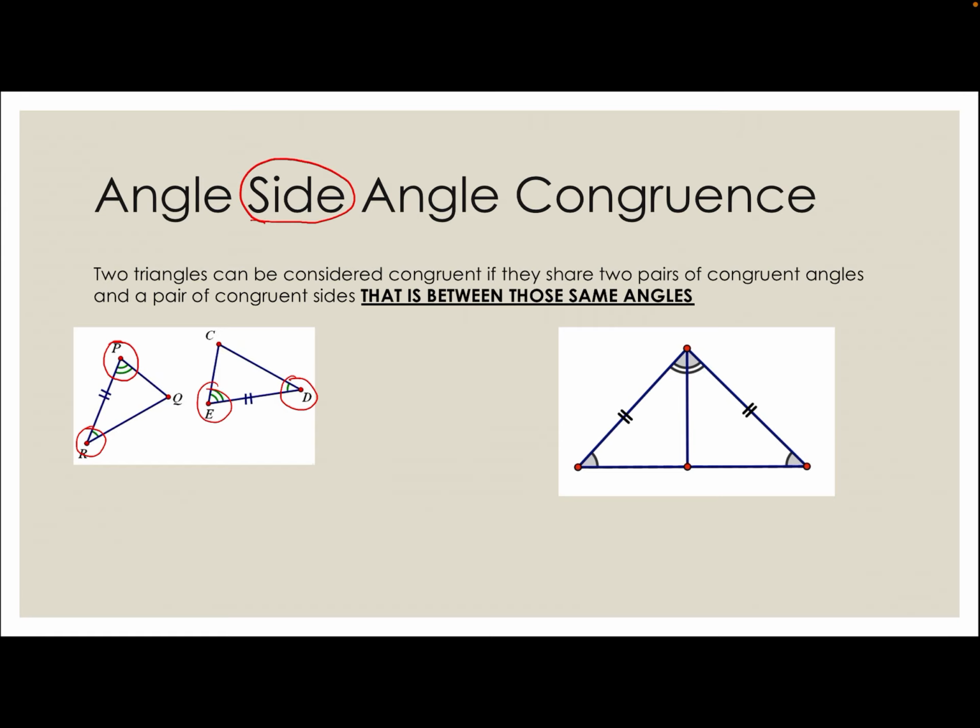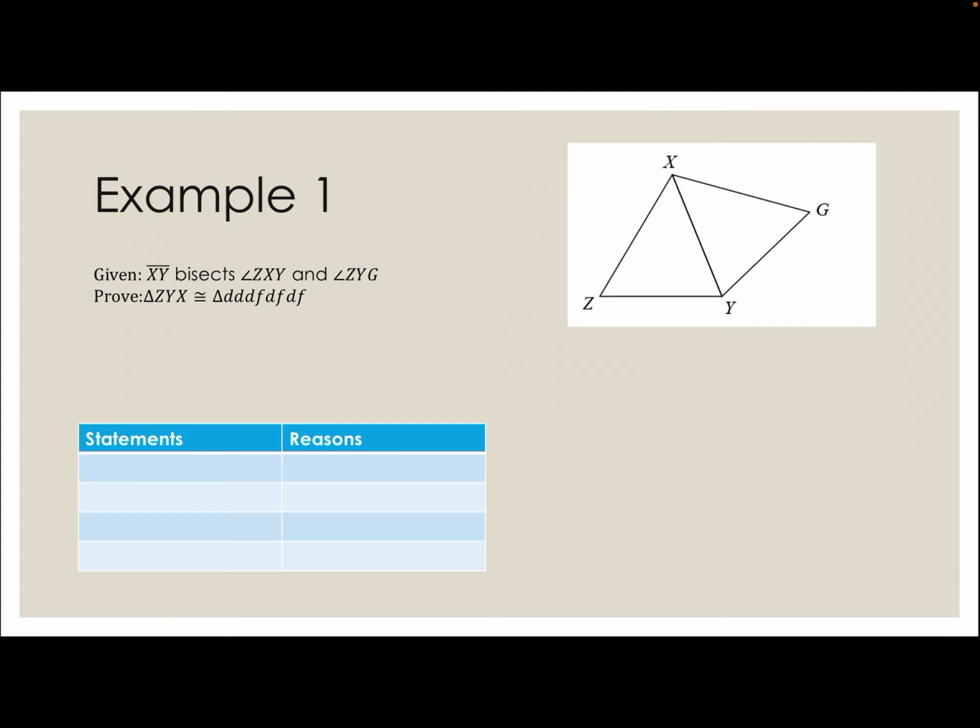And so whenever we write our proofs and we label our diagram, at the end we should see we have two angles marked congruent, and the side between those two angles should be marked congruent to the side in another triangle.